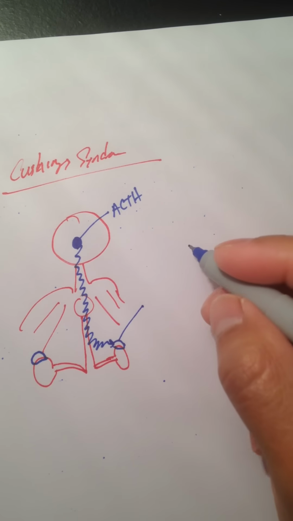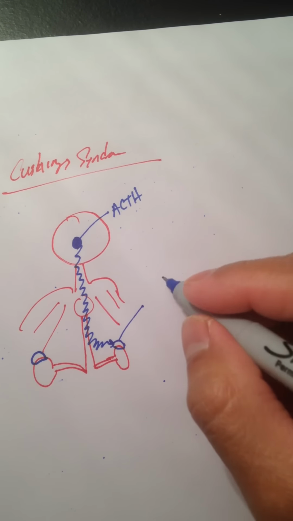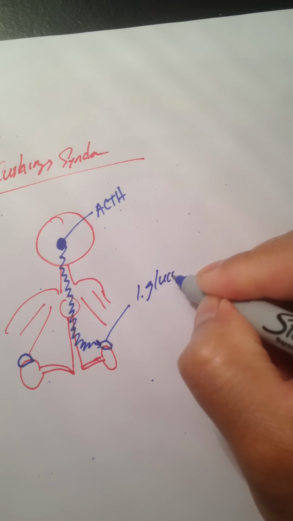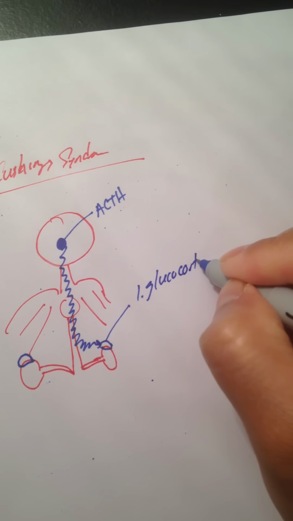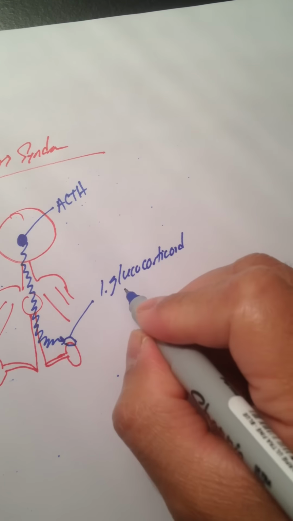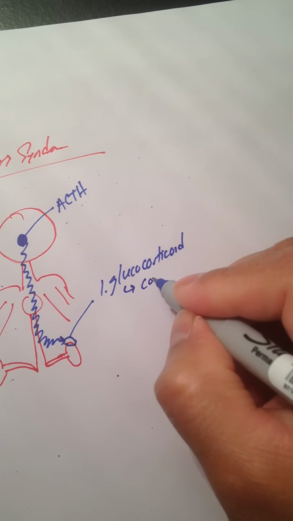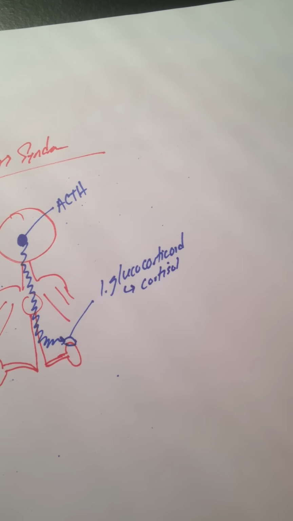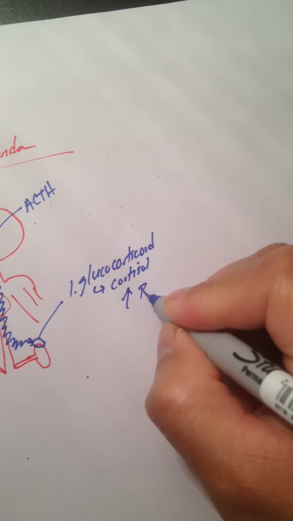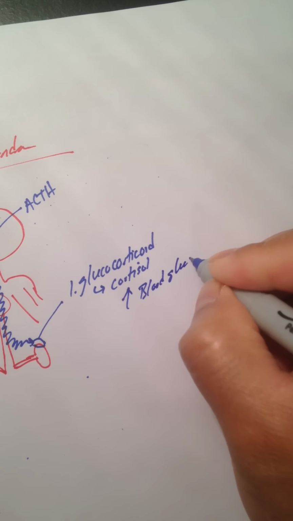So number one, your adrenal gland can produce the glucocorticoids. Okay. Now the glucocorticoids, these secrete cortisol. Now cortisol regulates your metabolism. So make sure you know that it regulates your metabolism. And number two, cortisol also increases your blood glucose levels.